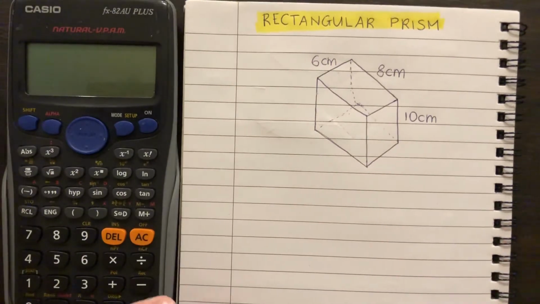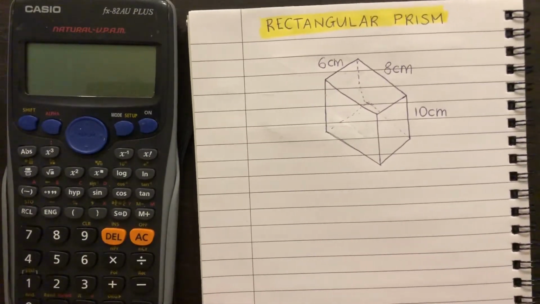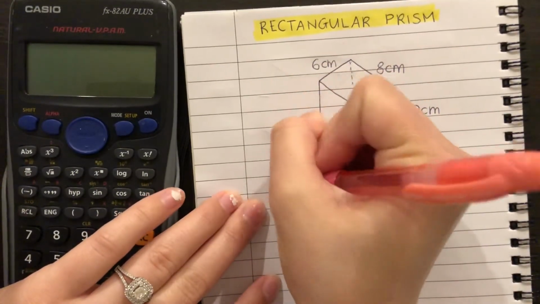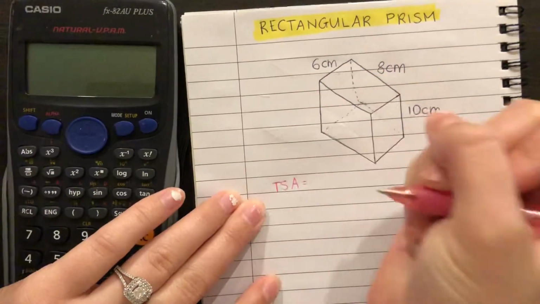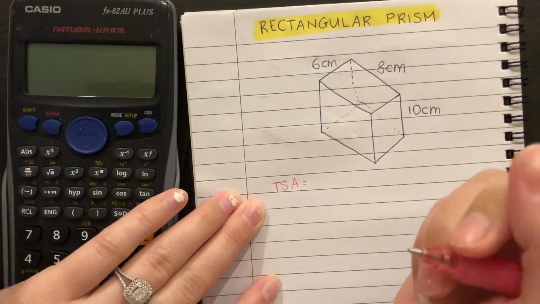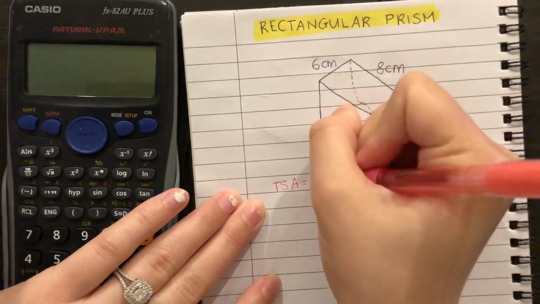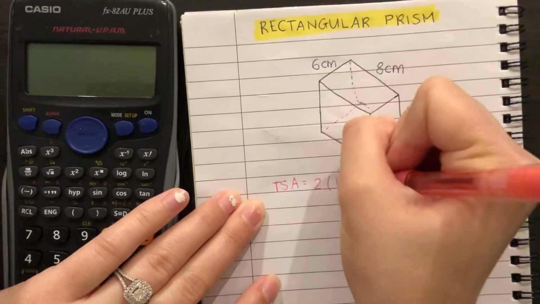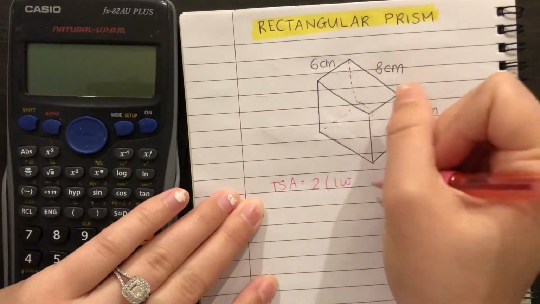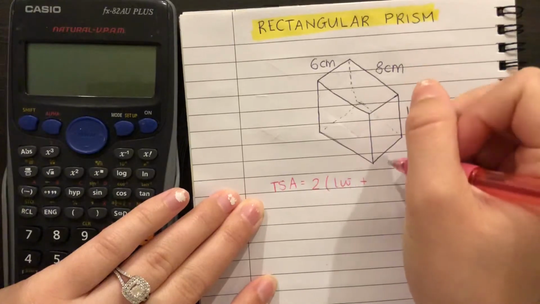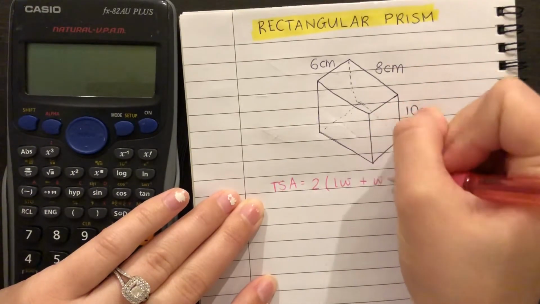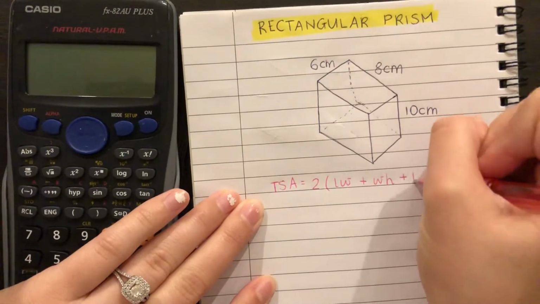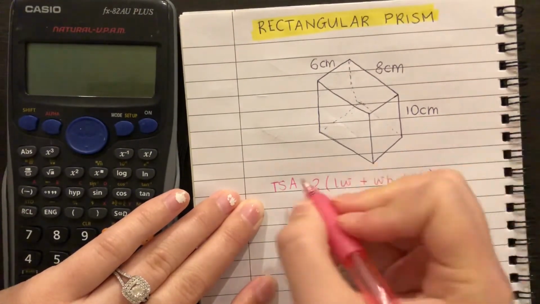So again, the very first thing we're going to do is write down our formula. So the total surface area of a rectangular prism is 2 times, length times width, plus width times height, plus length times height.